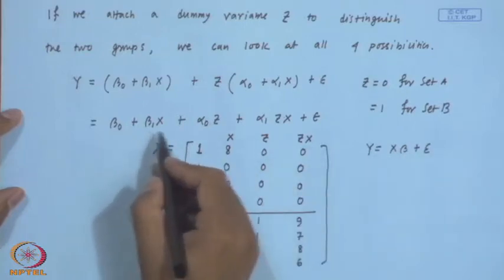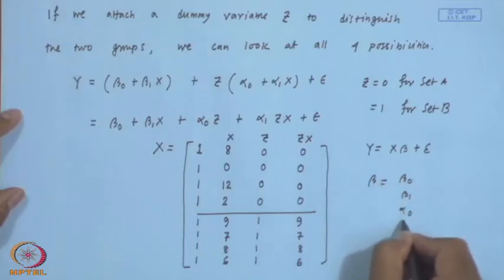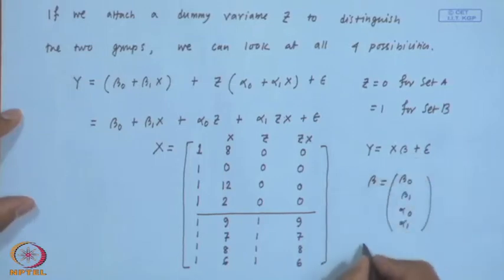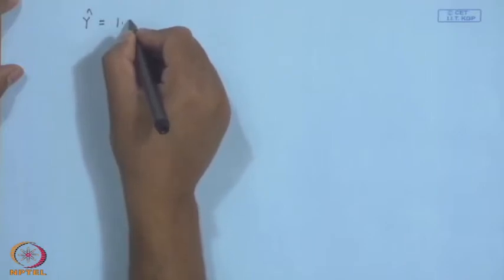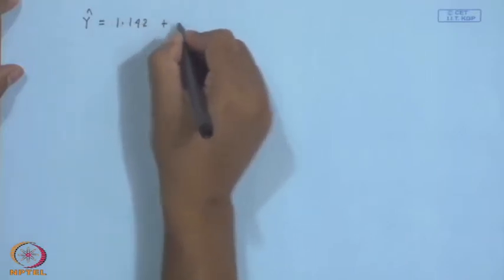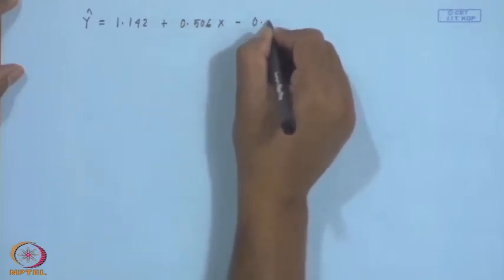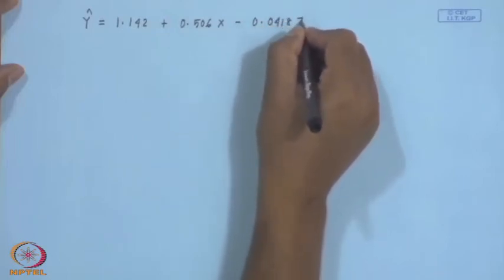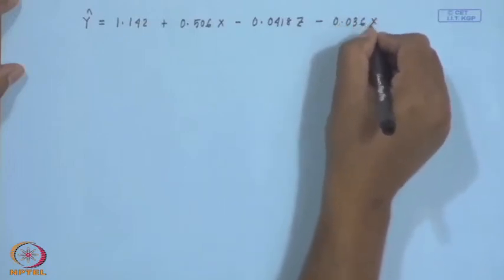beta vector is beta naught, beta 1, alpha naught, alpha 1. So, you know how to fit this model. This beta hat is equal to just (X prime X) inverse X prime y. Okay, so, let me write down the fitted model now. So, the fitted model is y hat equal to 1.142 plus 0.506 x minus 0.0418 z minus 0.036 x z.